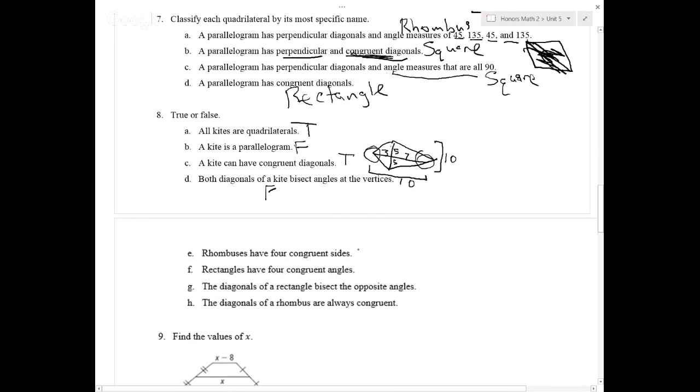Rhombuses have 4 congruent sides. That is true. That is the definition. Rectangles have 4 congruent angles. That is true. Diagonals of a rectangle bisect opposite angles is false. That happens in a rhombus. Diagonals of a rhombus are always congruent. That is false. That happens in a rectangle.